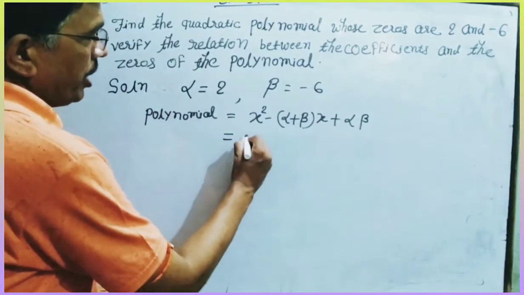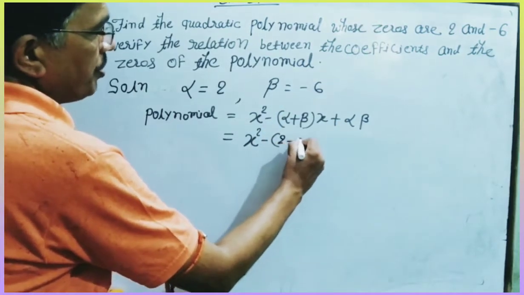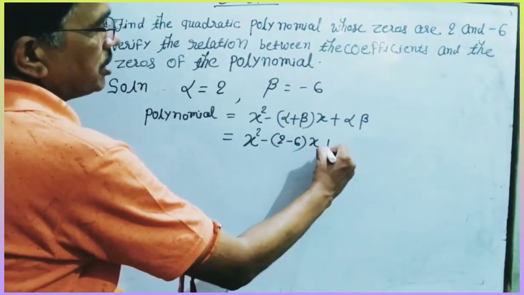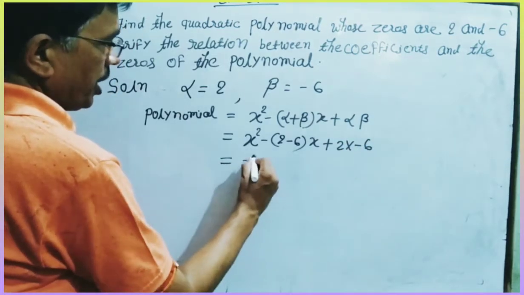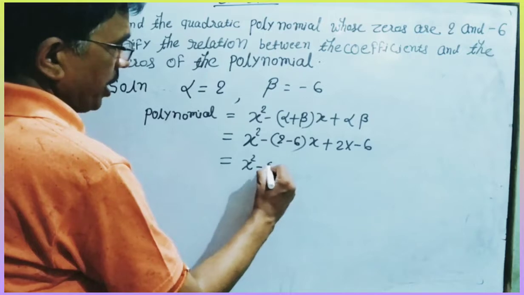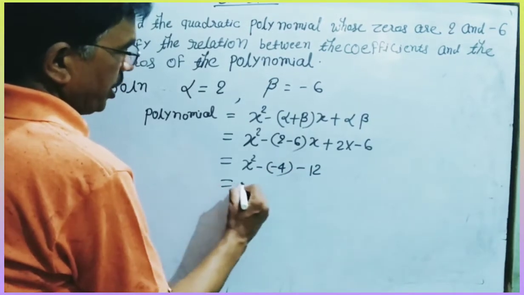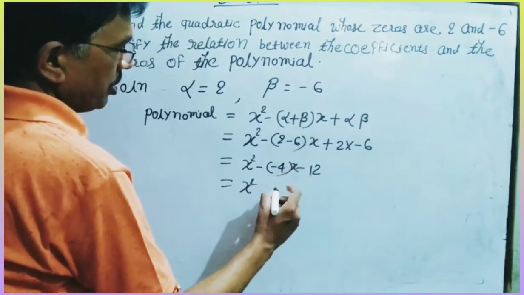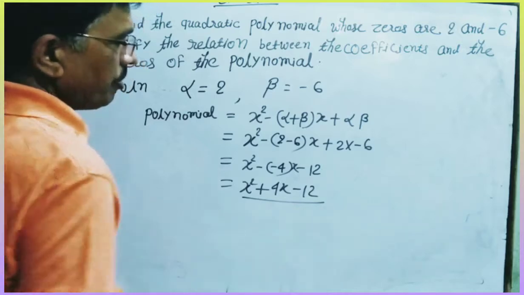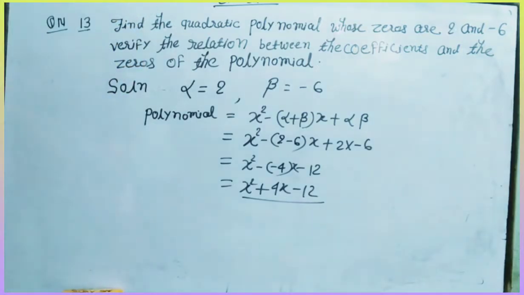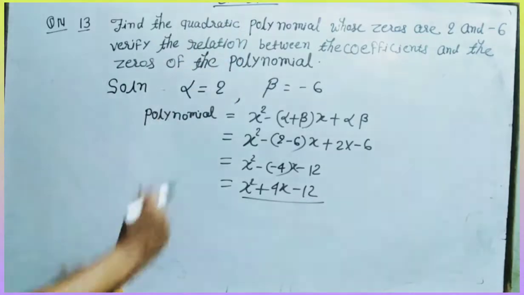So write here x square minus (alpha is 2 and beta is minus 6) x plus 2 into minus 6. Then it is x square minus minus 4x and minus 12. That is x square plus 4x minus 12. It is the quadratic polynomial. Now your question, find the relationship between the zeros and coefficients.